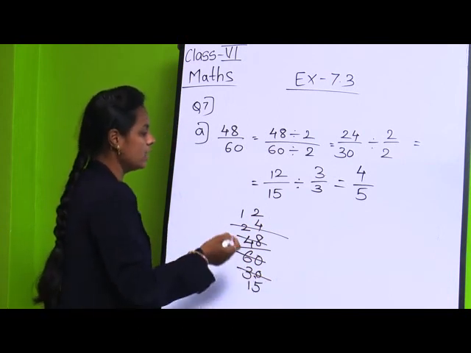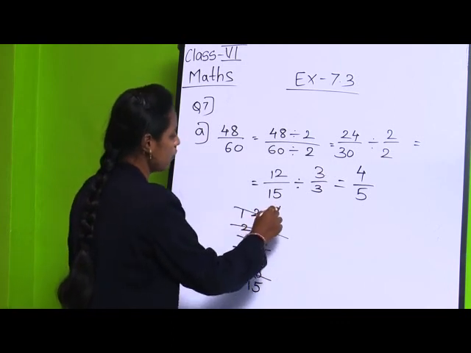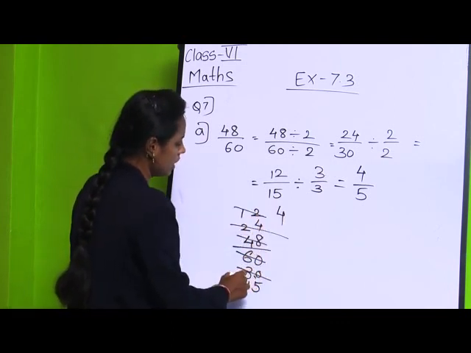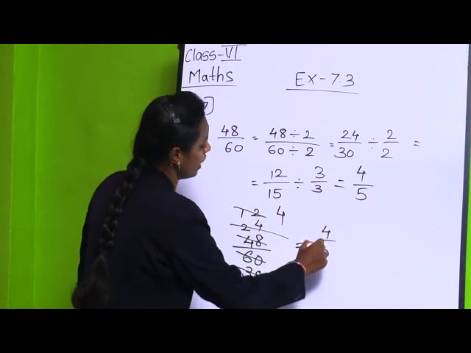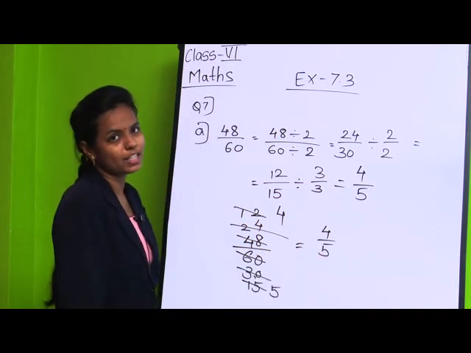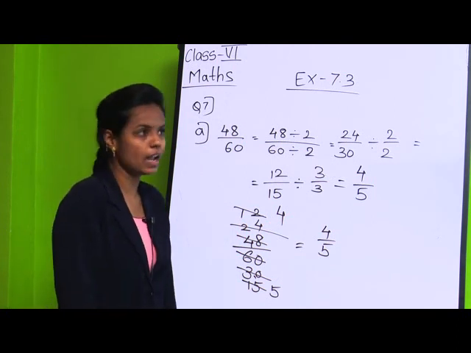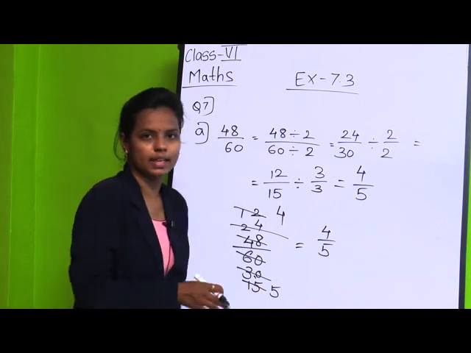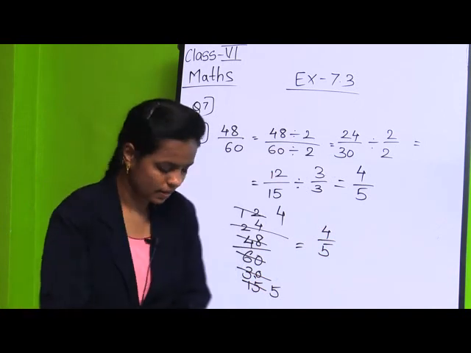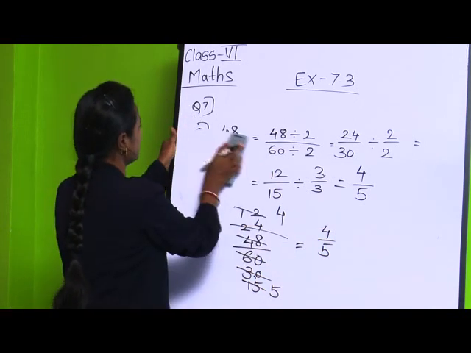So this can go in 3. 3 4s are 12, 3 5s are 15. So we have 4 by 5. We have the lowest term as 4 by 5. So these are two different methods, either we can do by this way or by this way. Let us solve next example.